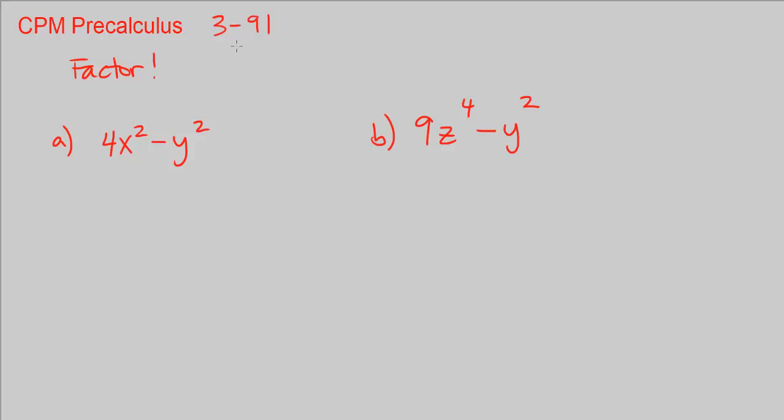This is CPM Precalculus, Chapter 3, number 91. Alright, so here we have a binomial, and in part B we have another binomial, just two terms being added together, and we want to factor them.